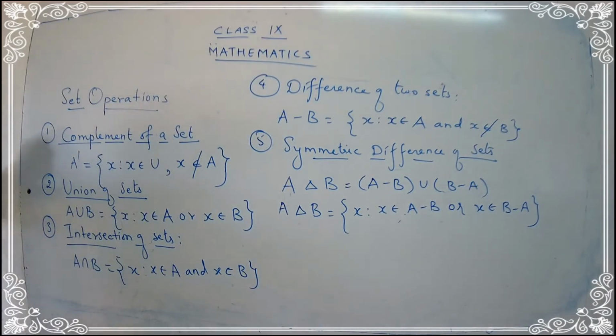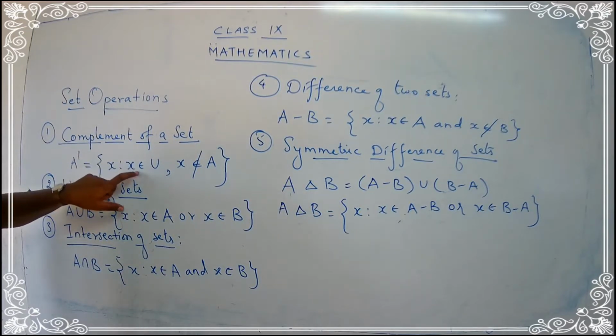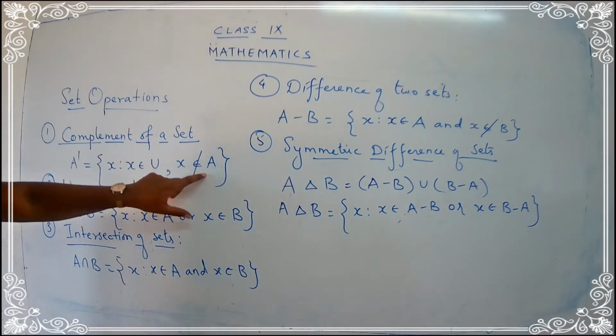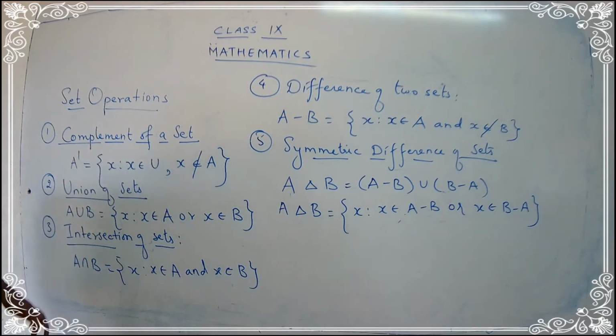Okay. See the first one. What is the first one? Complement of a set. So how are you going to define that set? A dash is equal to x such that x belonging to U, x does not belong to A. So these are the definitions you have to remember. You may be asked to write the rules. These are the rules for the different operations.